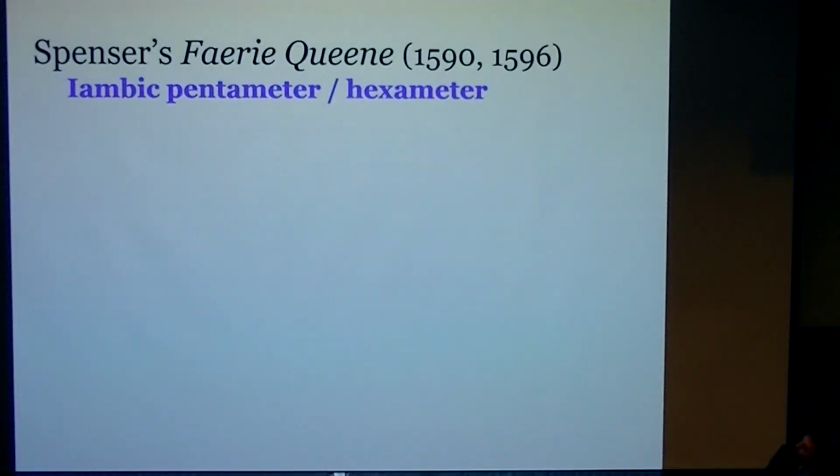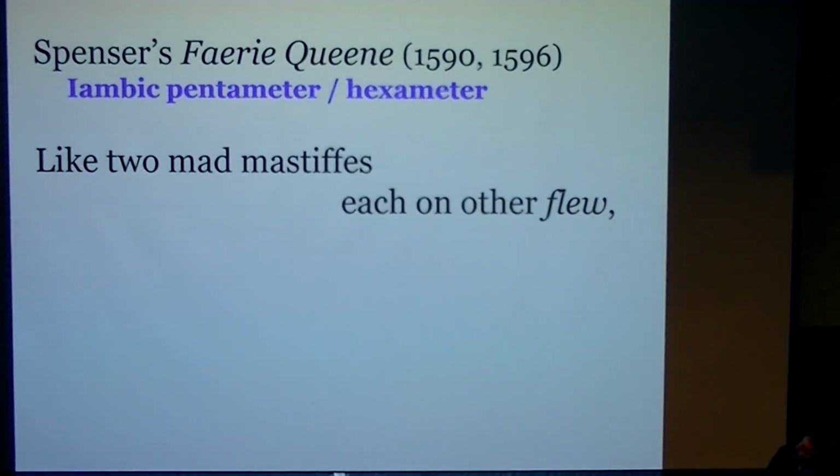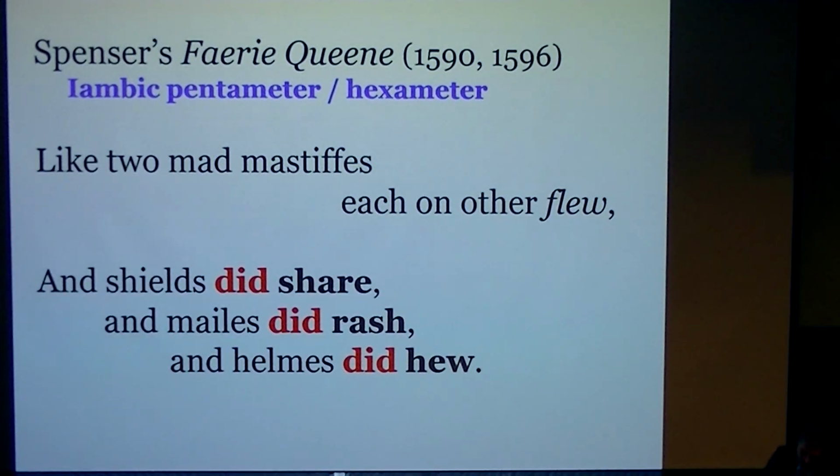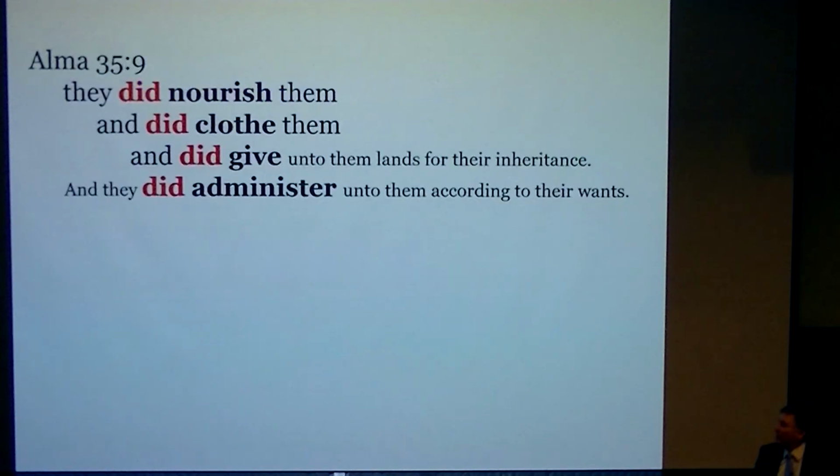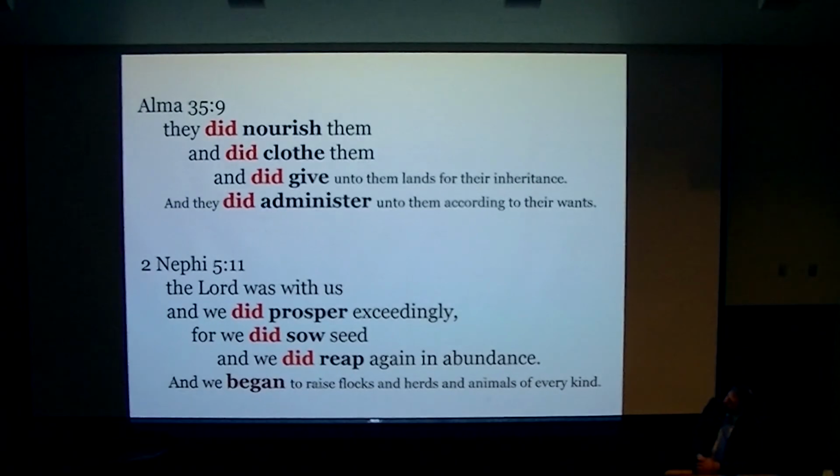Okay, here's an example from the Fairy Queen. "Like two mad mastiffs, each on other flew, and shields did cheer, and mails did rash, and helms did hew, so furiously each other did assail." That's rather reminiscent here of Alma 35. Look at the tight usage of "did," like we saw in the Fairy Queen. Four in a row, very close together. Oh, sorry. And we have 2 Nephi 5.